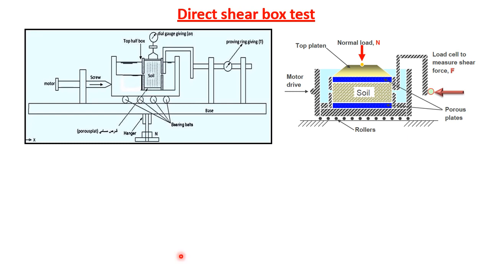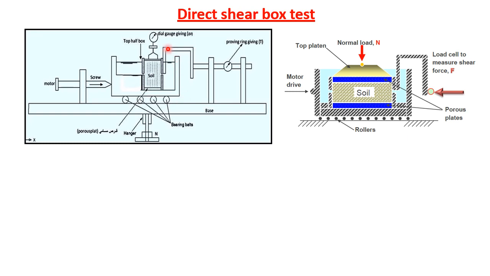In this test, you mainly have two boxes. The bottom box is placed and positioned. It's not allowed to move anywhere. It's not allowed to move horizontally. However, the upper box is allowed to move in the horizontal direction under the action of a shear force, under the action of a horizontal force.